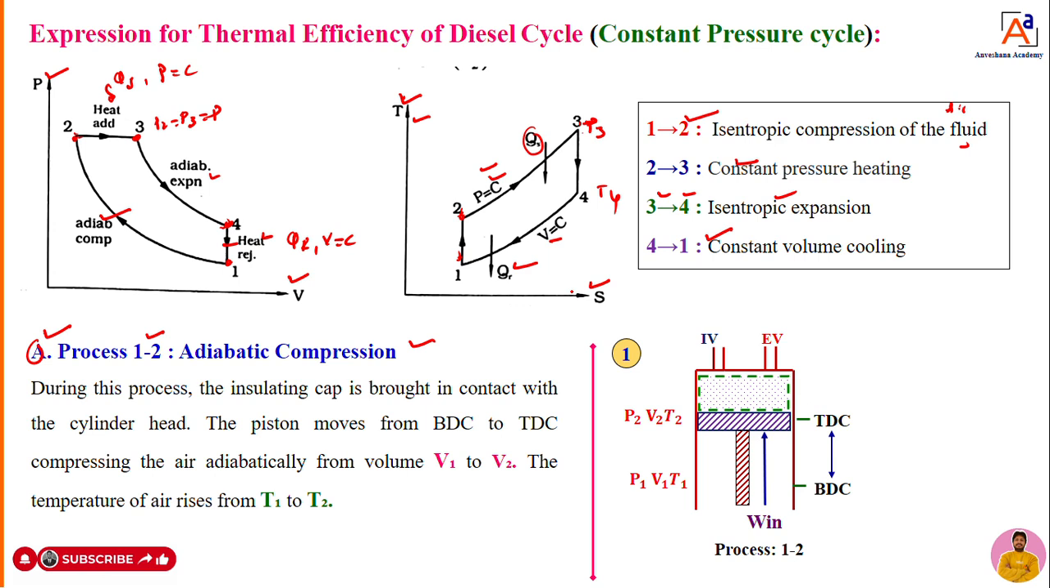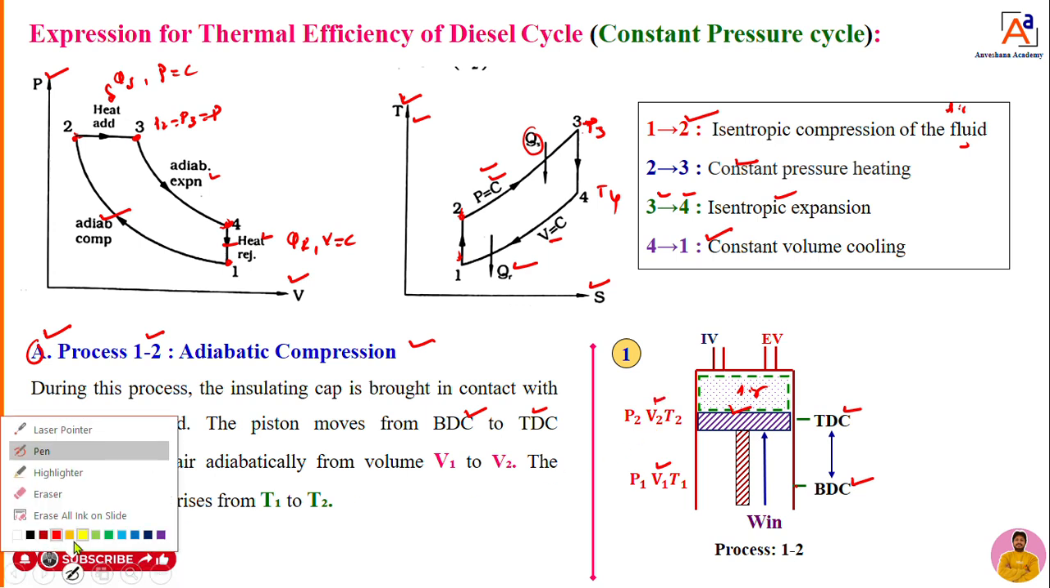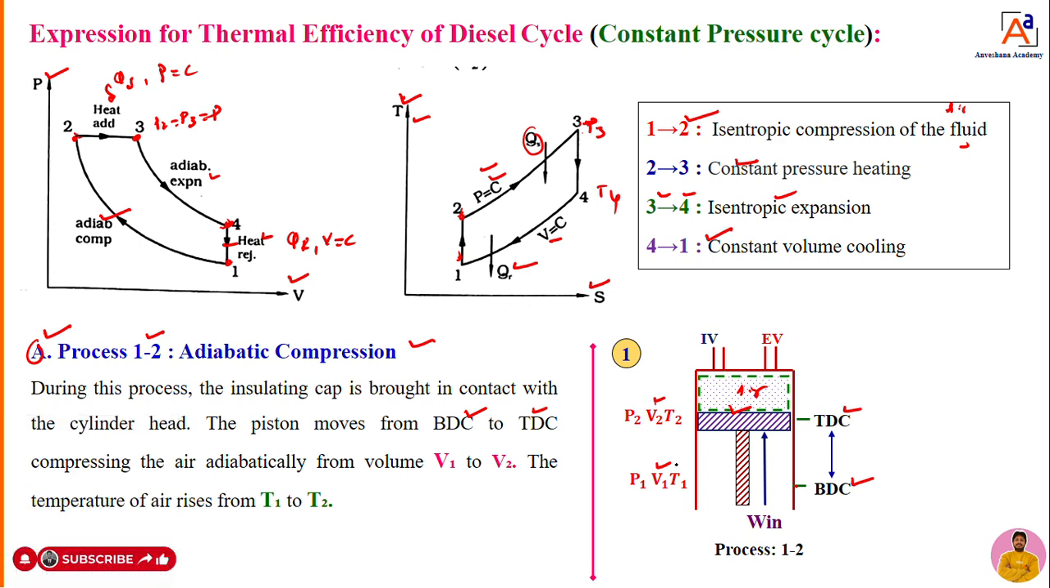That I already told. So what happens in the adiabatic compression? Piston will be at TDC. It will start to move from TDC to BDC, hence it is going to compress the air in the cylinder. Now the piston moved from BDC to TDC. Hence volume decreased from V1 to V2, whereas temperature increased from T1 to T2, and pressure increased from P1 to P2.